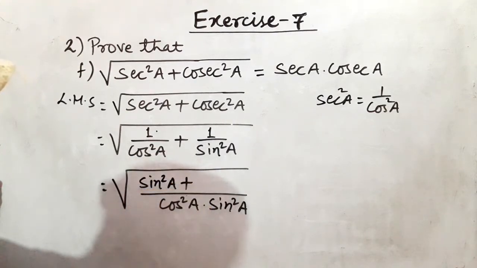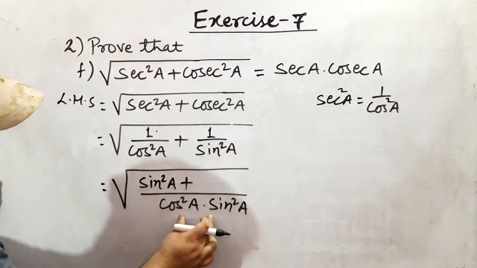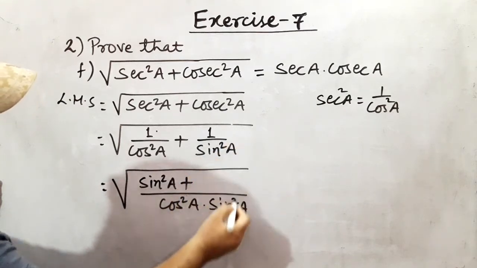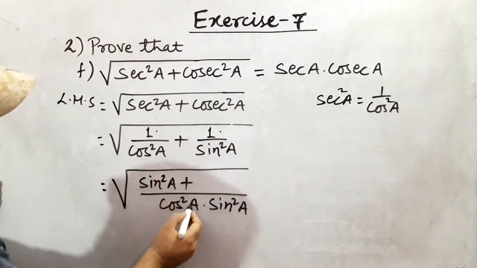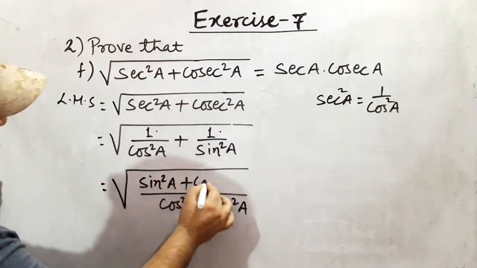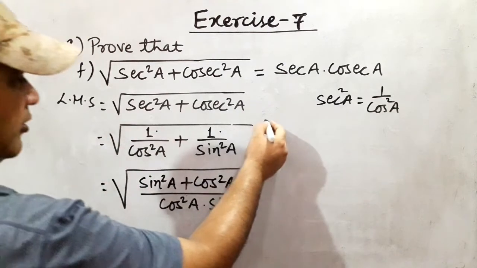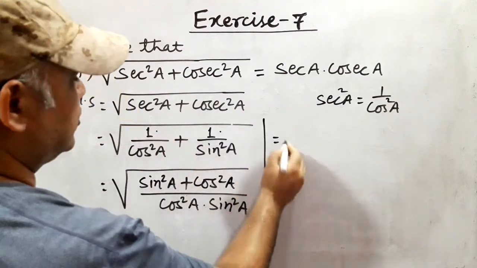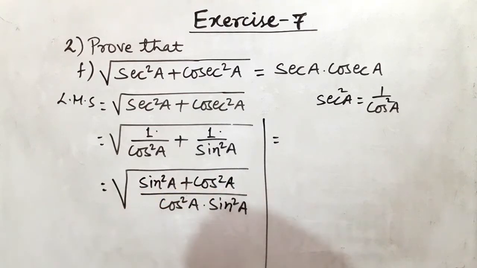plus. Similarly, sin square A will divide cos square A into sin square A. So sin square A and sin square A get cancelled. The remaining term is cos square A. We shall multiply this with numerator 1. So cos square A into 1, cos square A, equals sin square A plus cos square A, which equals 1 by Pythagorean relation.